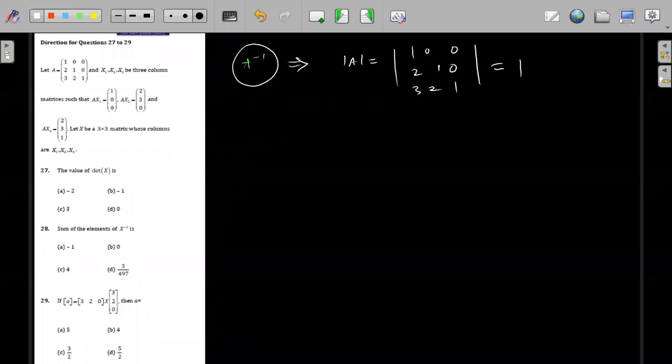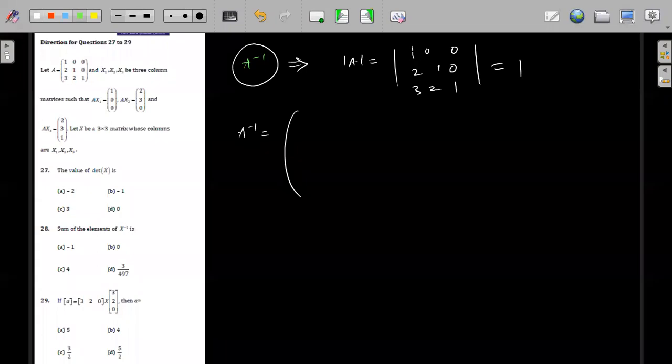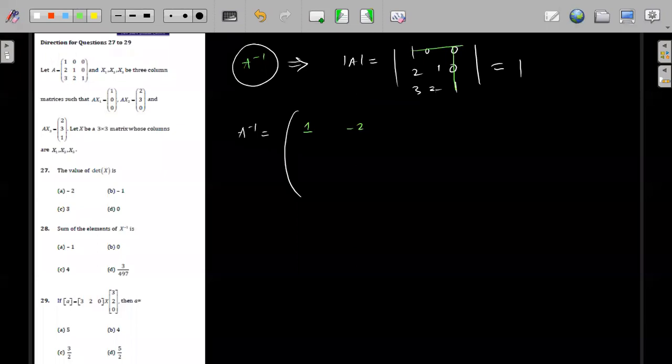Fine. So first thing is that we have got determinant of A is equal to 1. Now we will find A inverse, so I will find the adjoint. So let's see, I don't want to make any mistakes, so I will write like this. First element is 1 into 1, so 1. Then second element is 2 ones are 2, so minus 2. Third element will be 2 into 4 minus 3.